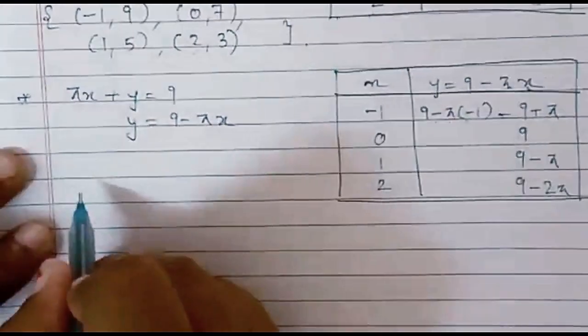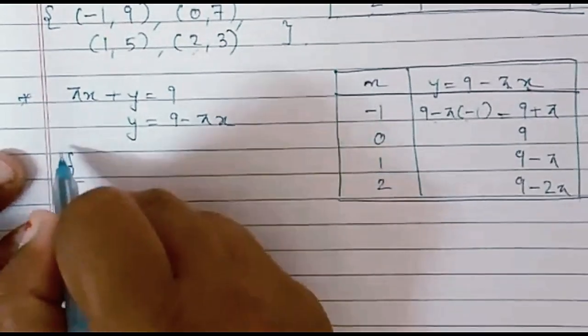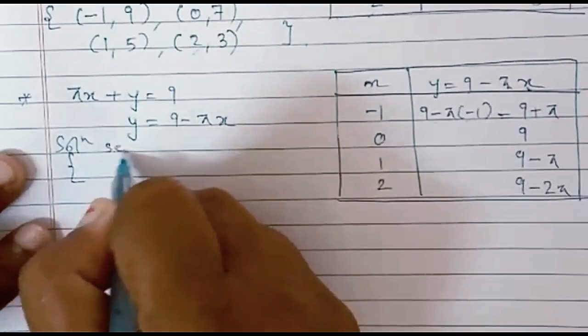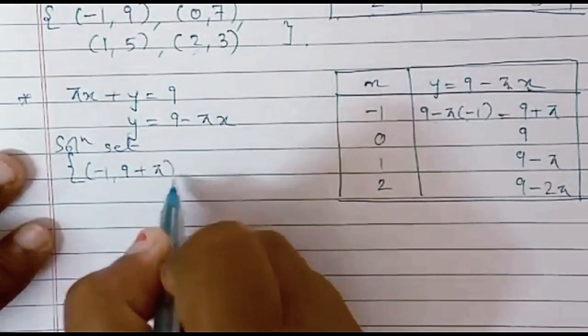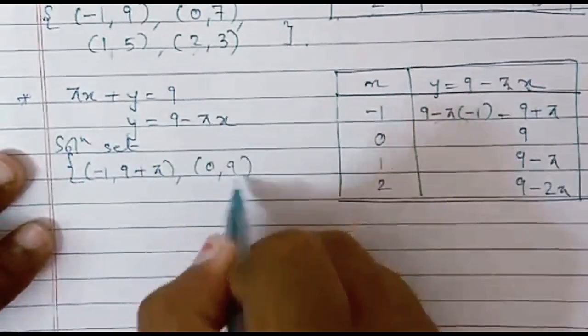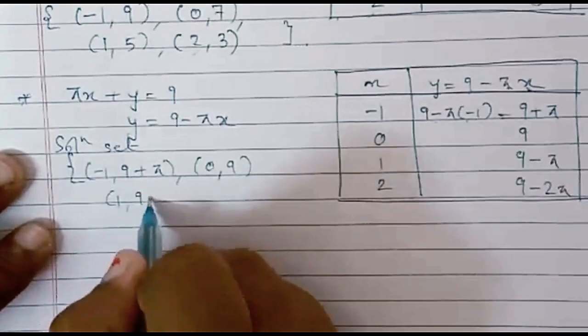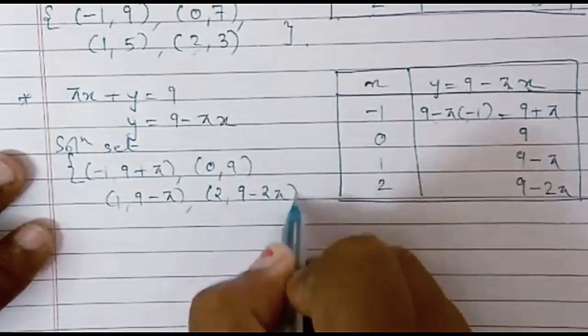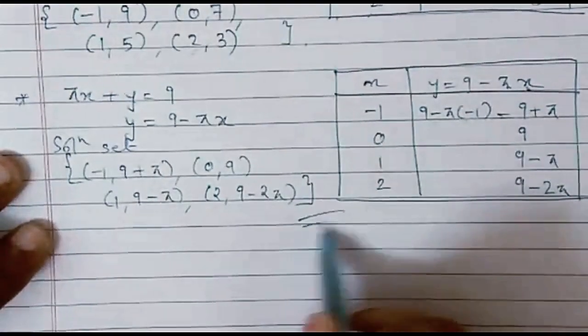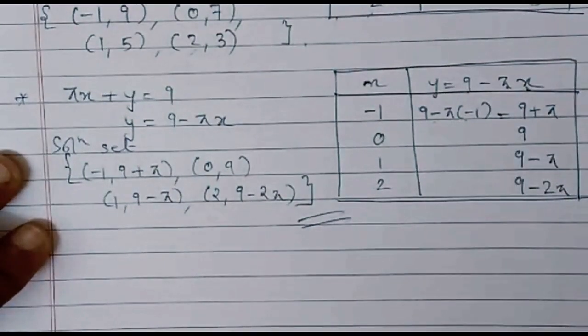So we will be getting ordered pairs this way. We can write the solution set: first one was (-1, 9 plus pi), second one (0, 9), third one was (1, 9 minus pi), and fourth one was (2, 9 minus 2 pi). In this way, you can find out the solution of many different linear equations.